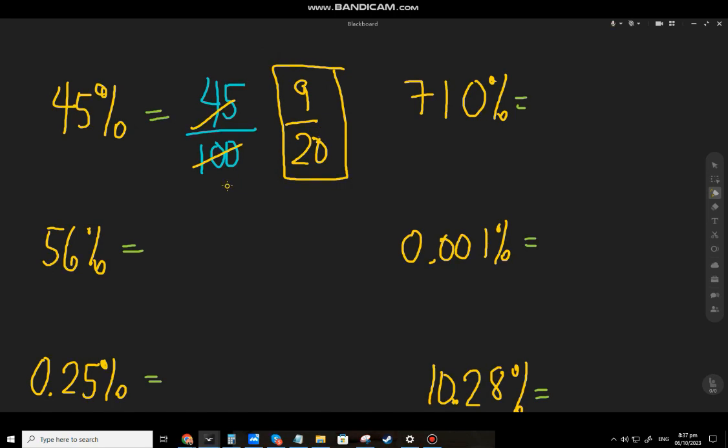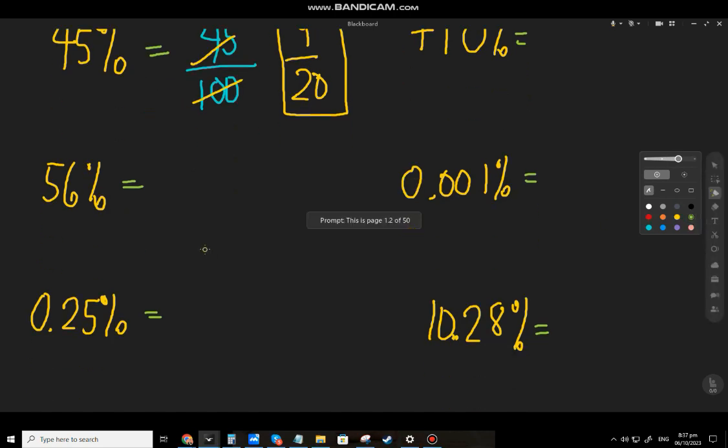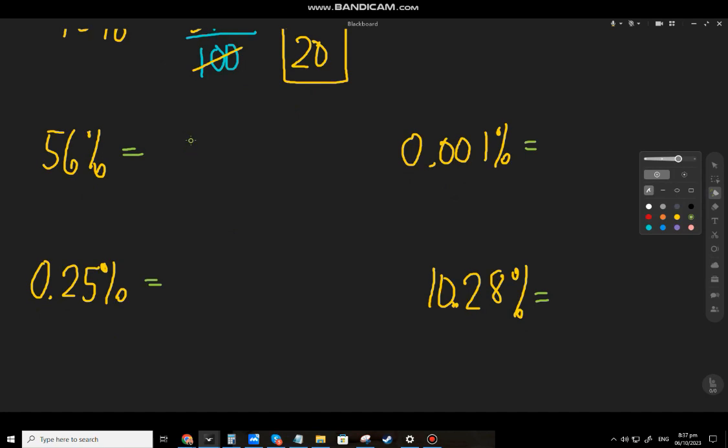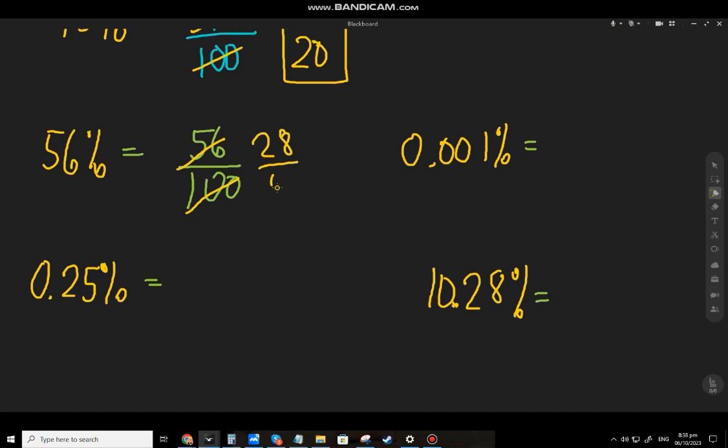How about 56%? Okay, for 56%, again, that is a whole number. So just remove the percent sign and put it over 100 and try to divide it by 2 to get the lowest term. That will be 28 over 50. And both of them are even numbers, so you have to reduce them again, 14 over 25. That is already the final answer.